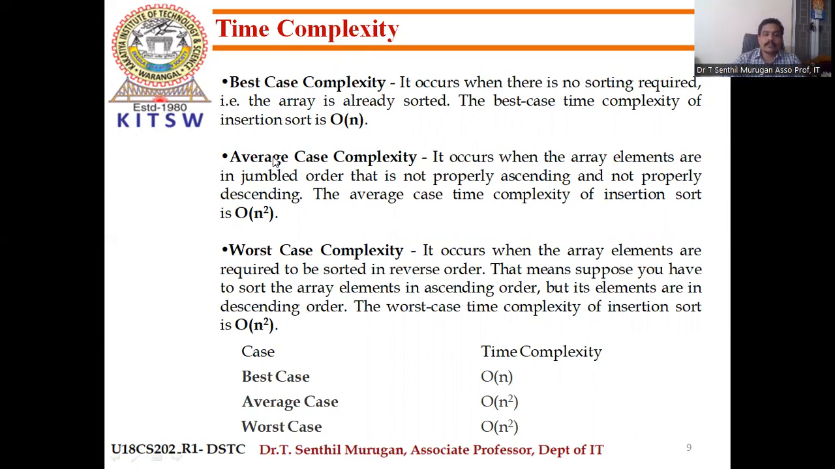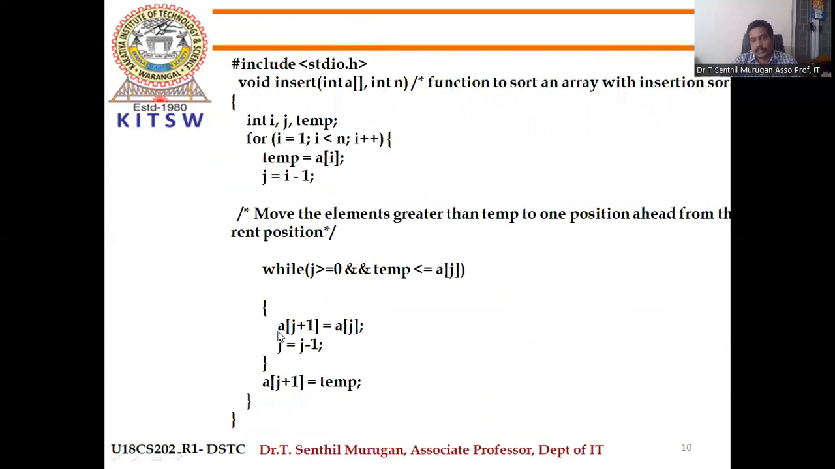For the average case and worst case, again we have to compare with the previous elements. In case the elements are in jumbled order, not properly ascending or properly descending, it will take order of n square. Suppose we have to sort array elements in ascending order, but the elements are in descending order. So what happens? Worst case. Even in reverse order, we have to change it into ascending order. It will take order of n square.